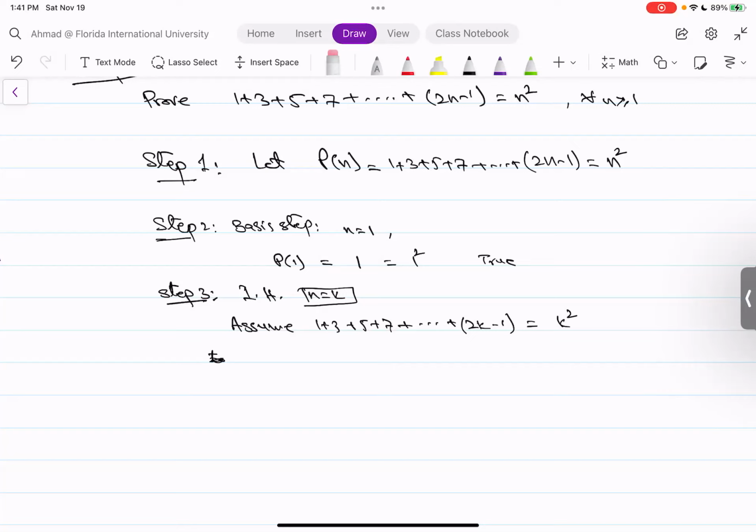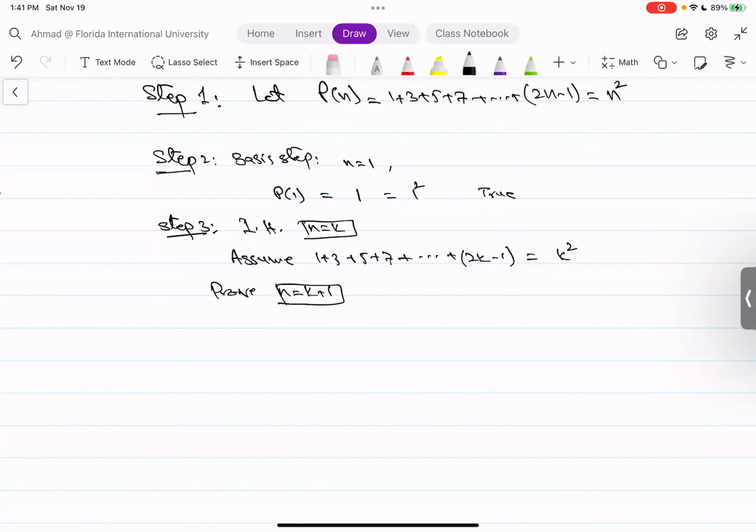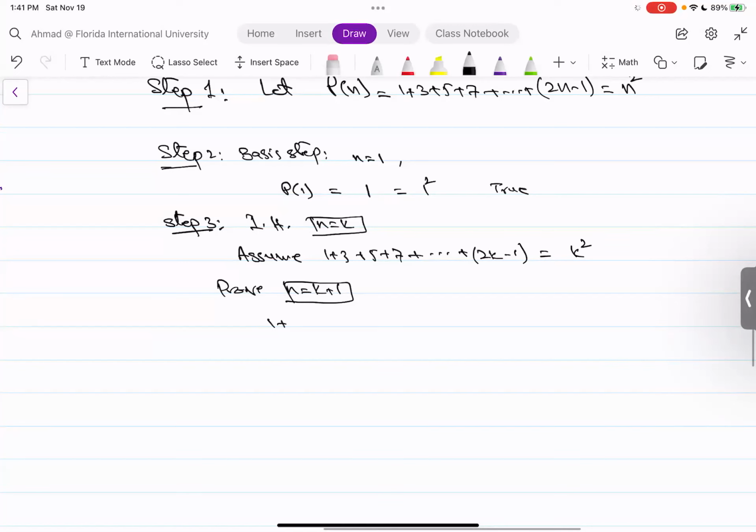And then we have to prove it is true for k plus 1. When n is equal to k plus 1, we have to prove that. So how can we do that? We will add the k plus 1 term to this one, which is 1 plus 3 plus 5 plus 7 plus so on plus 2k minus 1 plus the k plus 1 term. So let me see how we can add that. The k plus 1 term is going to be 2 into k plus 1 minus 1, and on the other side, it is going to be k plus 1 whole square, right? That's how we are going to prove it.